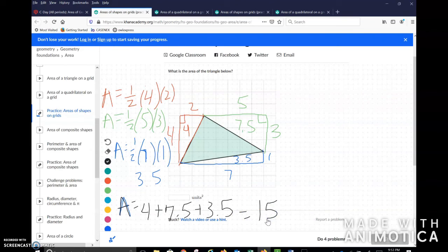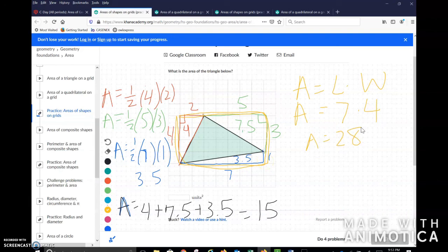Okay, so I found the outside. I want to find the area of this. So what I'm going to do is find the area of the whole shape. So we know the whole shape is this rectangle. And the area of the rectangle is length times width. So the length here would be that 5 plus 2, which is 7. And the width is this 3 plus this 1, which is 4. So the area equals 28.